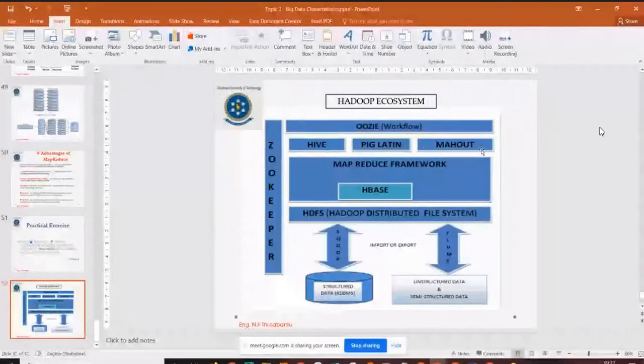And then Oozie is for workflow. It's the one that controls this information to make sure the data is moving in the correct channel from a source through a streaming channel to the Hadoop distributed file system.